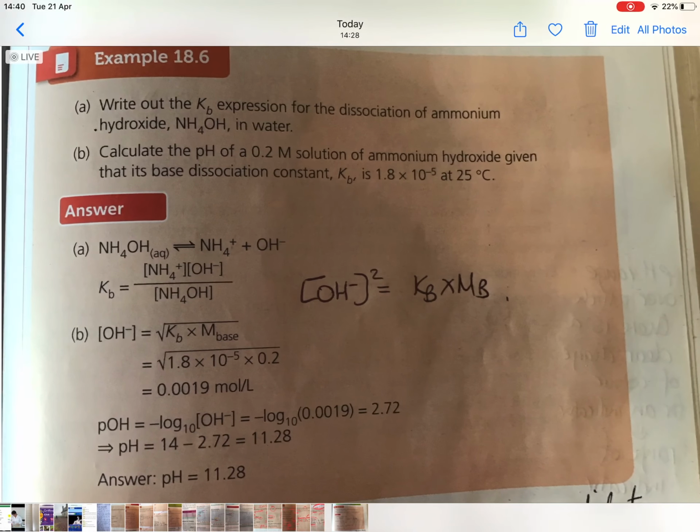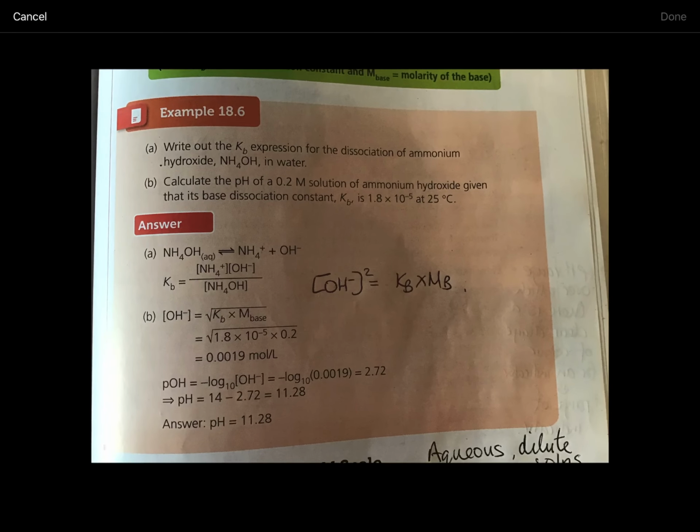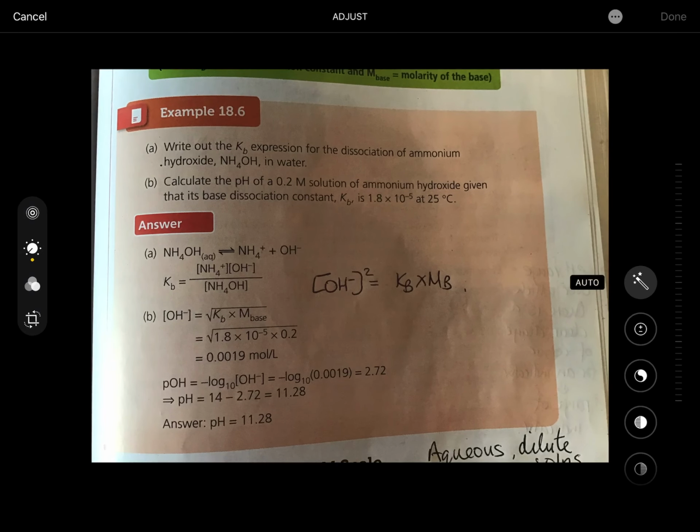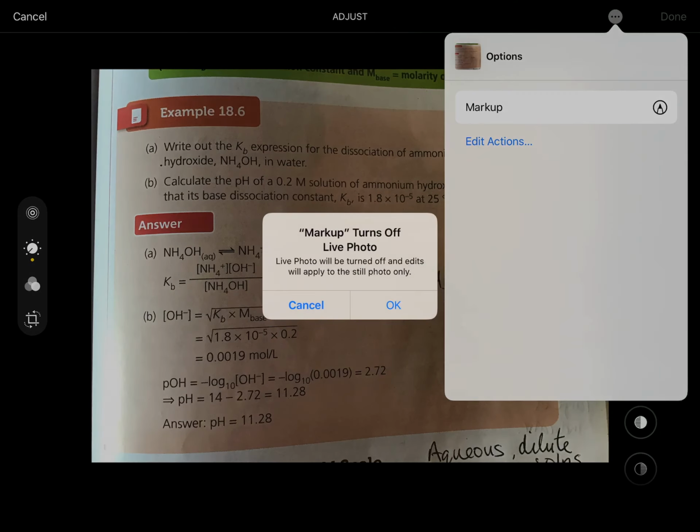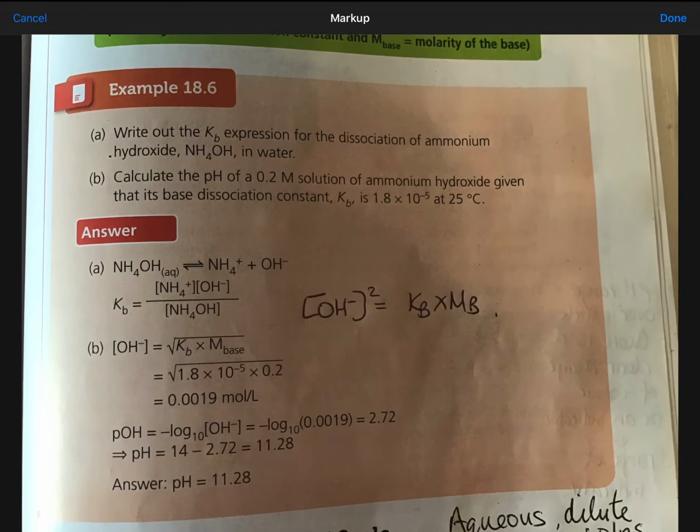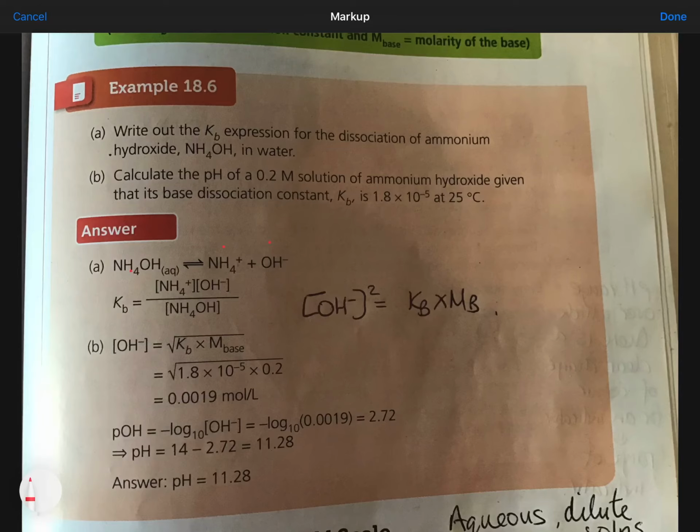Finally then, they've asked me about the Kb. So it says to write out the Kb expression. So they've written it out there, look. So the Kb expression, again, look, products over reactants, but be careful that you have the square brackets. You must have the square brackets. So that's that. Now, calculate the pH of, again, look, it's giving you the concentration of the weak base and it's giving you the Kb.